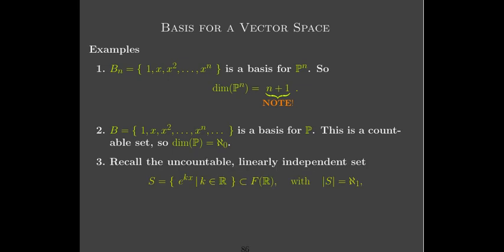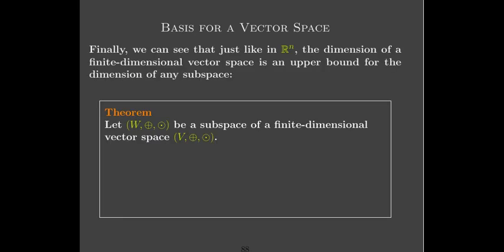If I look at the set of all monomials, then we know that's a basis for our set P, which is the set of all possible polynomials. That's a countable set, so its dimension is the cardinality aleph null. And then if we look at the uncountable set, which consists of e to the power of kx, where k is any real number, then its cardinality, which would be the dimension of the set, is aleph 1.